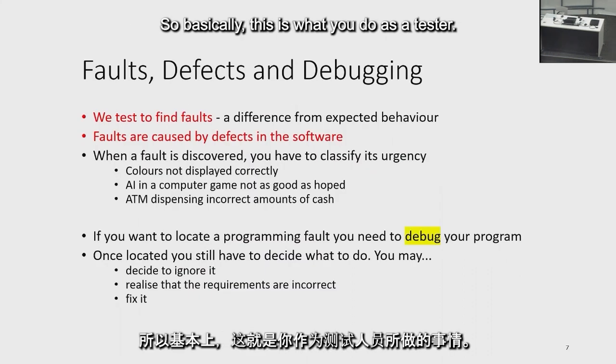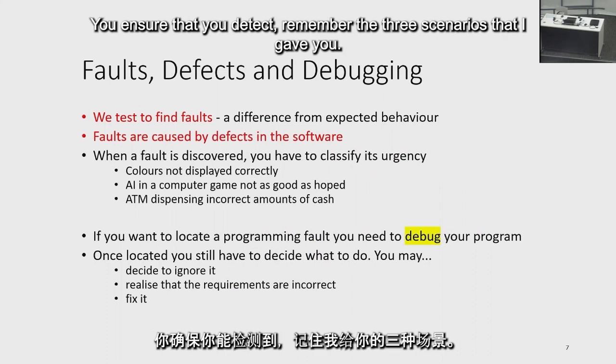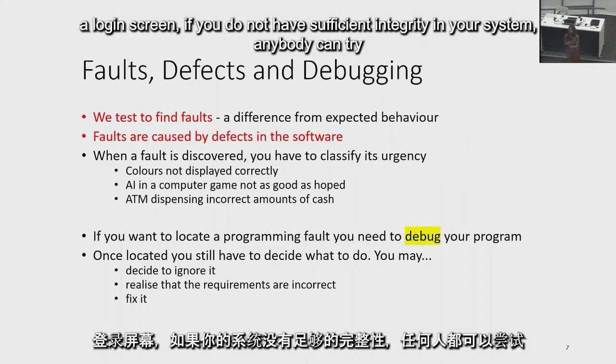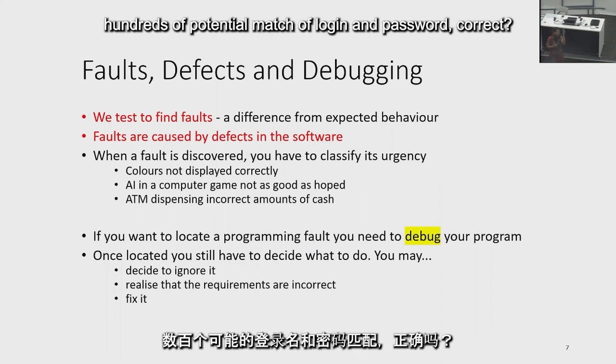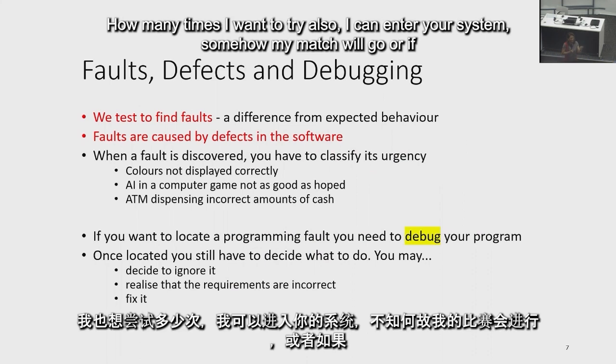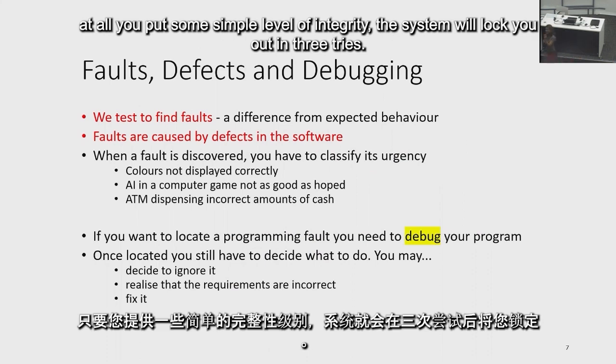Okay, so basically, this is what you do as a tester. You ensure that you detect, remember the 3 scenarios that I gave you. You find an error. There's a particular error in the function. For example, if you have a login screen, if you do not have sufficient integrity in your system, anybody can try hundreds of potential matches of login and password, correct? So the vulnerability of your system is exposed. No matter how many times I want to try, I can enter your system. Somehow my match will go. Or if at all you put some simple level of integrity, the system will lock you out in 3 tries.